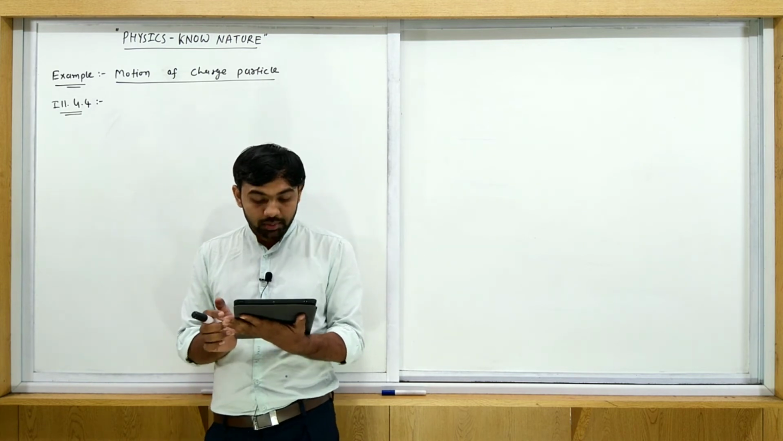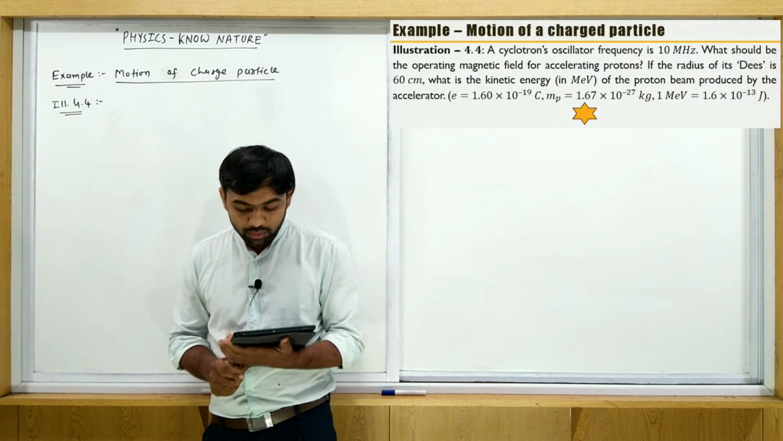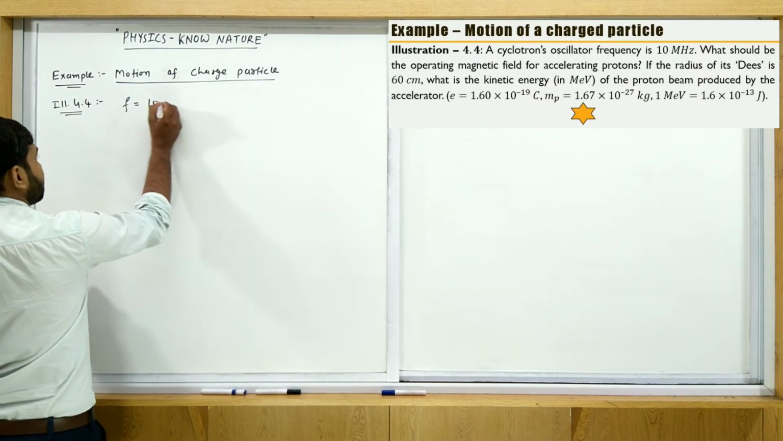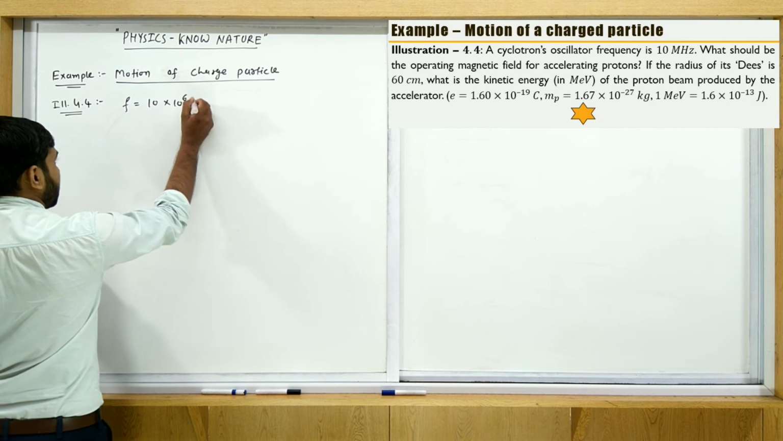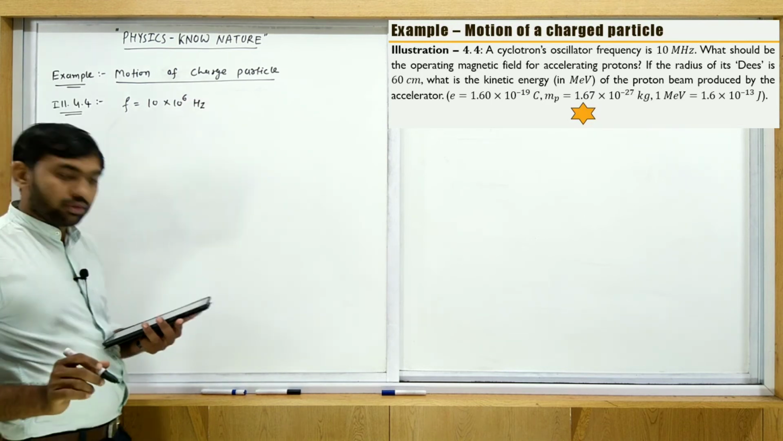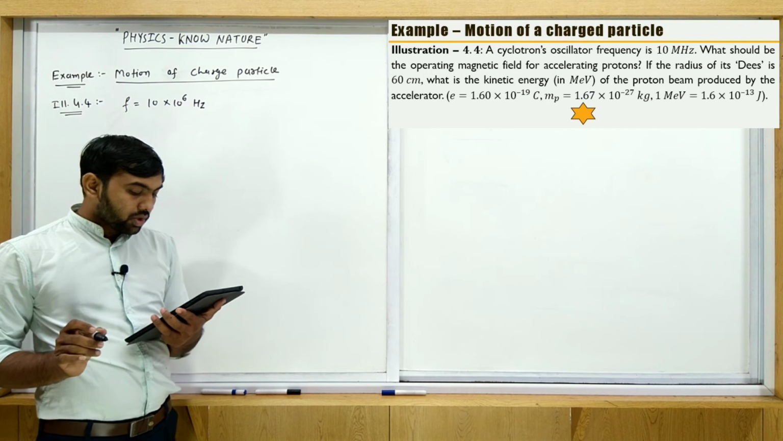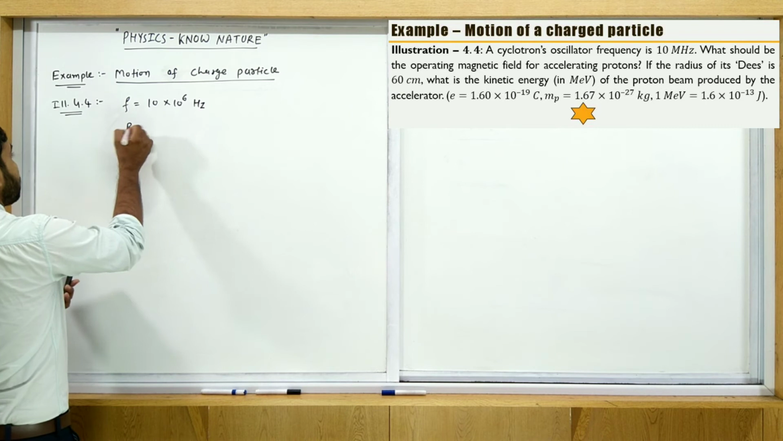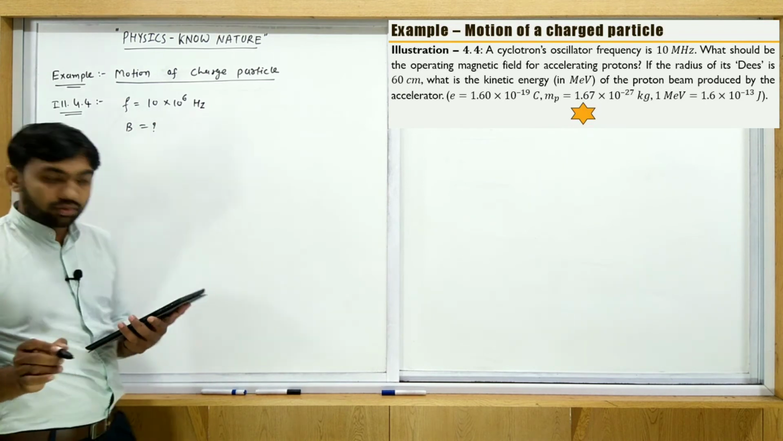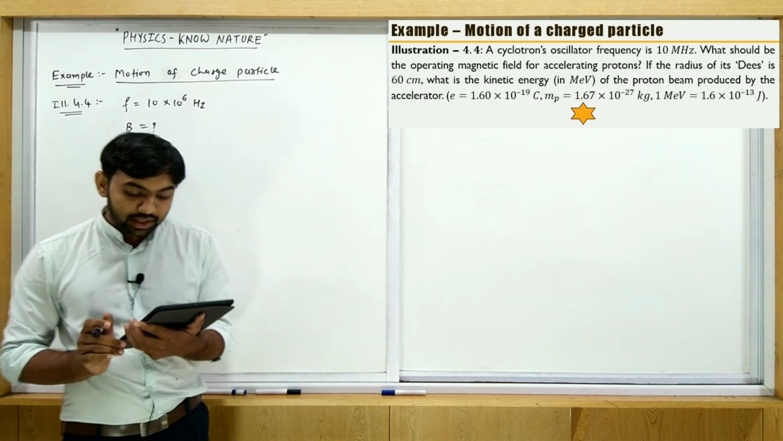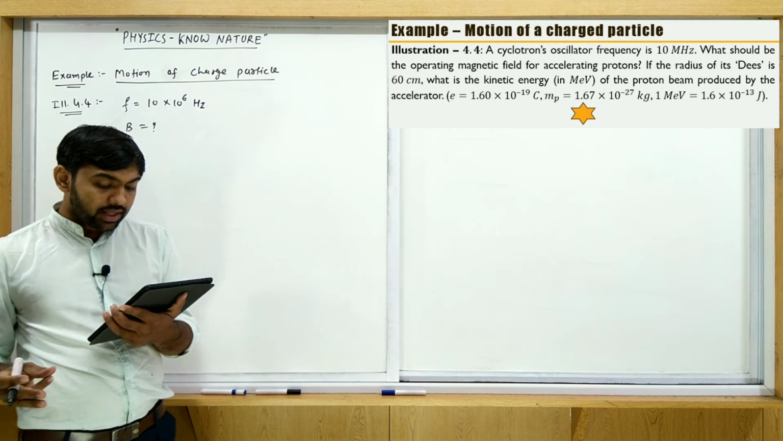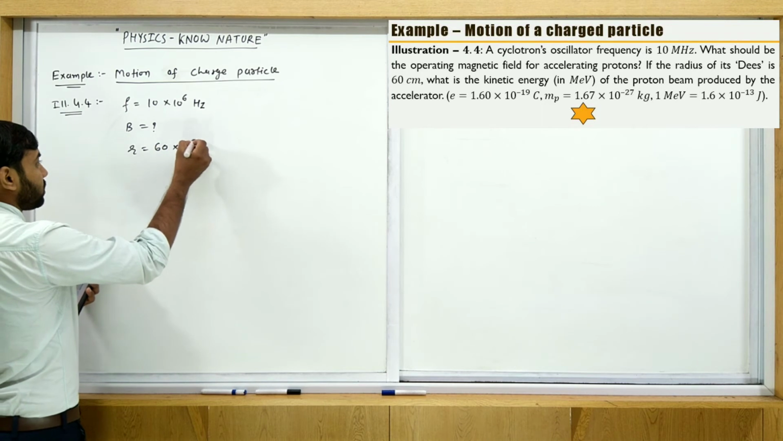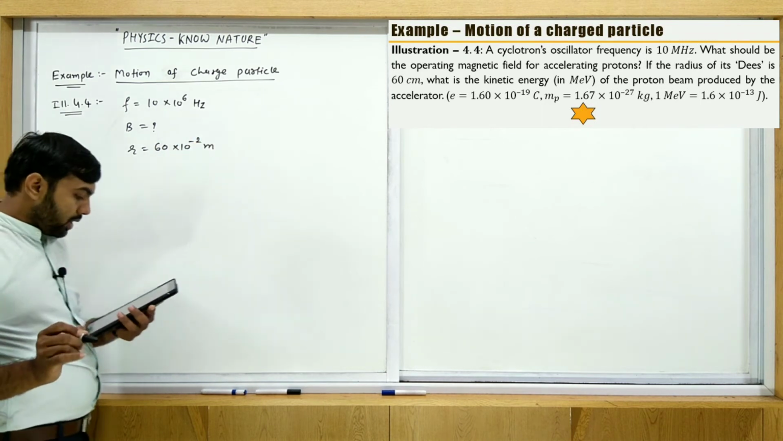Now what is the problem statement? A cyclotron oscillator having a frequency of 10 megahertz. So the frequency is given, that is 10 mega, converted into hertz, 10 raised to 6 hertz. What should be the operating magnetic field for accelerating a proton? So you have to find the magnetic field B. If the radius of the D is 60 centimeter, so R is equal to 60 converted into meter, 10 raised to minus 2 meter.